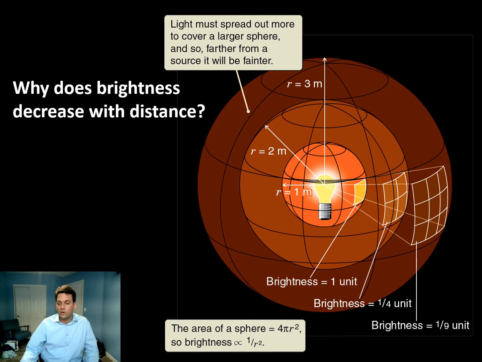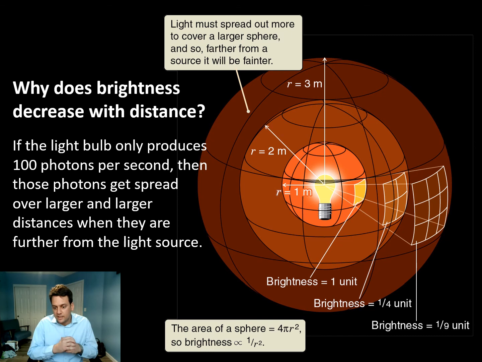And so what that means is, since the total energy that's being emitted every second is fixed, but the area is getting bigger as a function of r squared, the radius squared, that means that the brightness is inversely proportional to r squared. So in other words, if you double the radius, the brightness falls by a factor of 2 times 2, or 4.